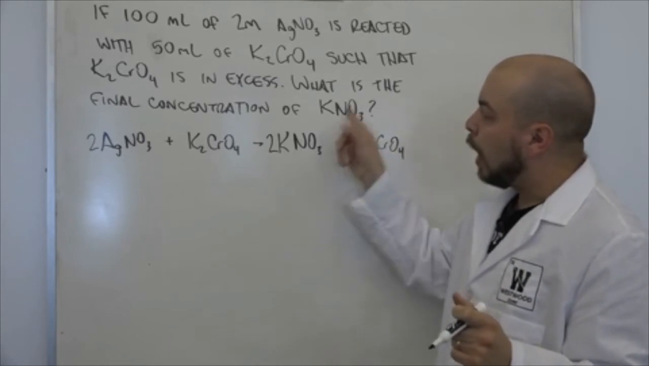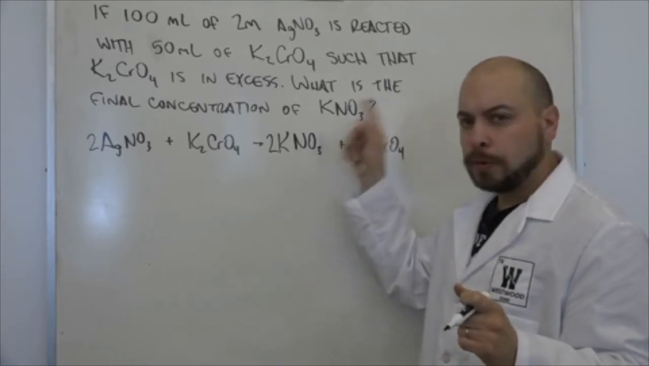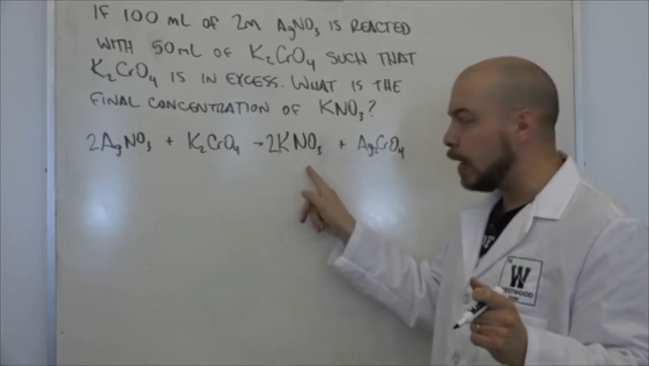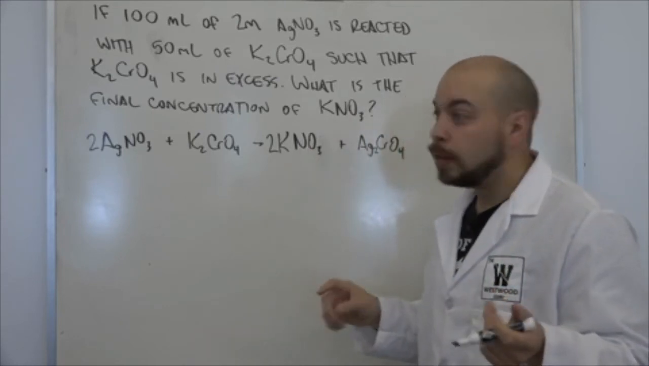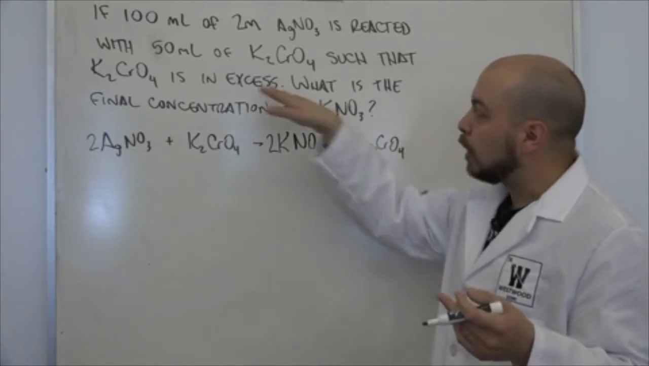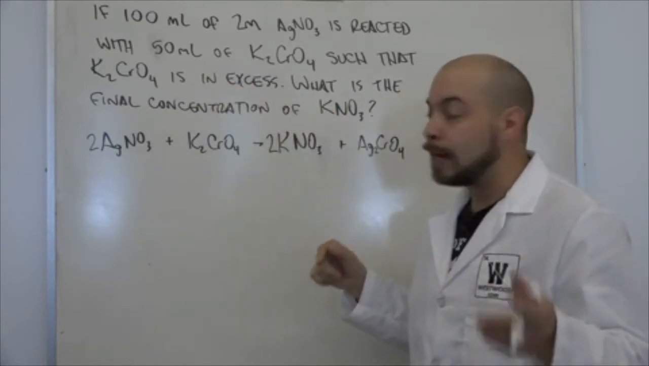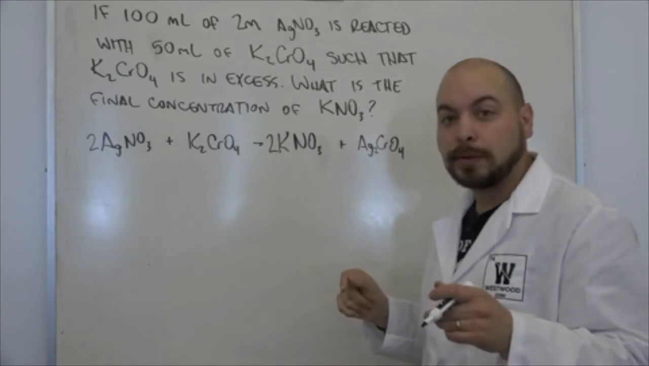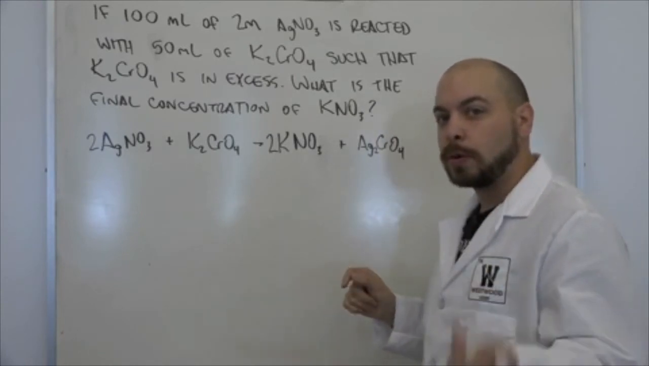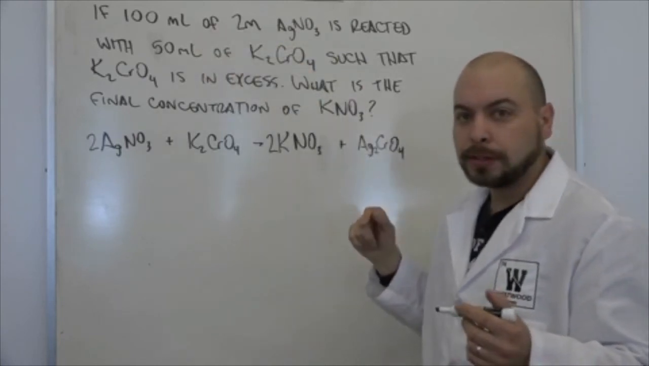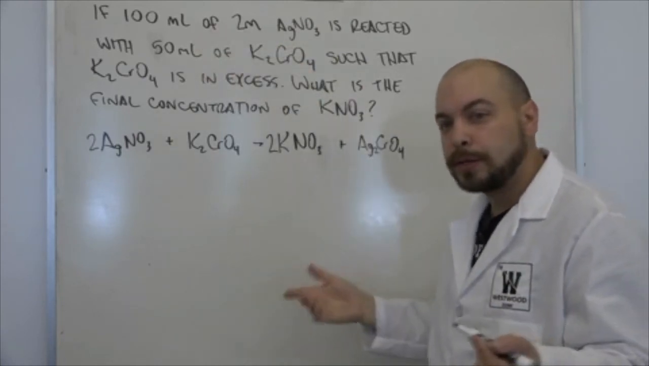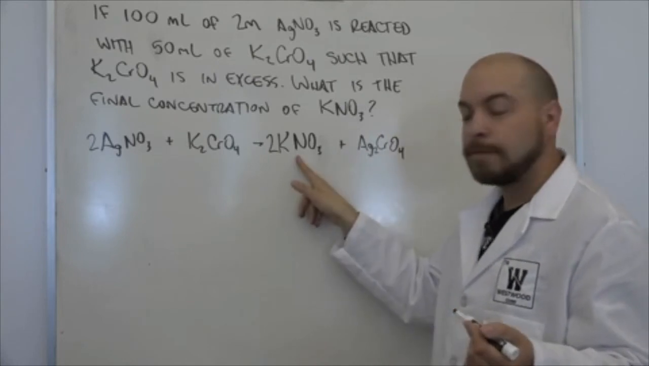We need to figure out how many moles per liter of potassium nitrate we end with, which really means we need to figure out the number of moles of potassium nitrate we end with. If we're looking at this, again, we know that potassium chromate is in excess, which means silver nitrate is the limiting reactant, so we use that to start our overall problem. 2 molar, 100 milliliters. So I can start with the 100 milliliters and go to moles of potassium nitrate.